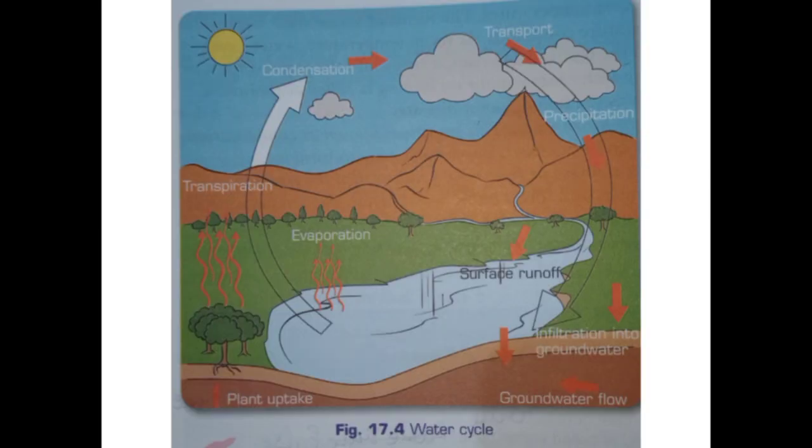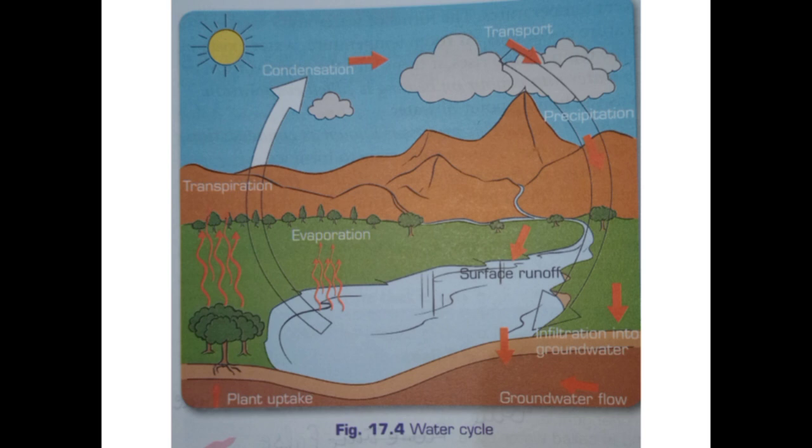Now our topic is water cycle. We know that one form of water changes into the other under different temperatures. The continuous movement of water in nature on, above, and below the Earth's surface is called water cycle. It is also known as hydrological cycle.